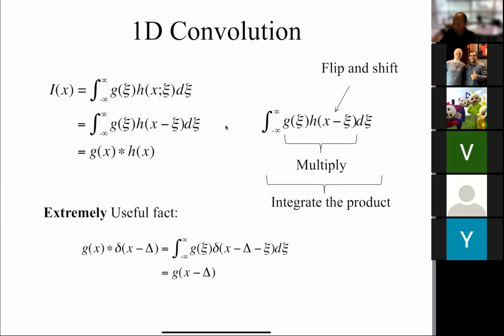This integral here is what's called the convolution integral. And typically the way we write it is we'll have g, then the convolution symbol, the asterisk, h of x. So it's not multiplication. Just make sure that whenever you see that asterisk symbol in this course, we're talking about convolution. We're not talking about multiplication. Okay.